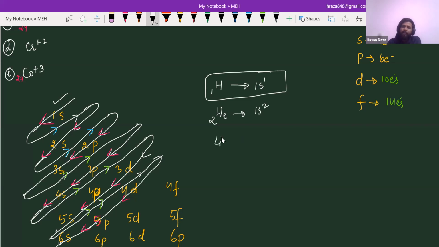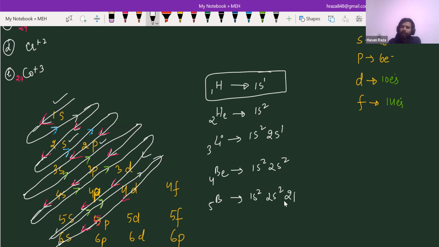Then after helium, it's lithium. It has 3 electrons, 1s2. It is filled. Now you are going to fill the 2s. So 2s1. After lithium comes beryllium. 4 electrons are there, 1s2, 2s2. Then it comes boron. So 1s2, 2s2, and it is filled. So you will move to the next orbital, which is 2p1. Carbon, which has 6, so it is 1s2, 2s2, 2p2.